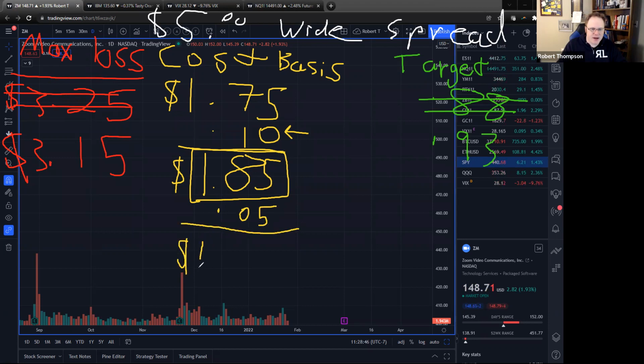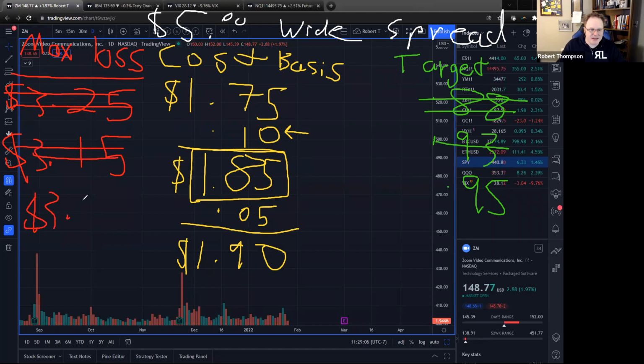A 5-cent credit improves my cost basis to $1.90. All right, which would be a new target of 95 cents, and it would reduce the maximum loss to $3.10. Because again, we're still working with a $5 wide spread. So the math inside of the defined risk spreads never changes.